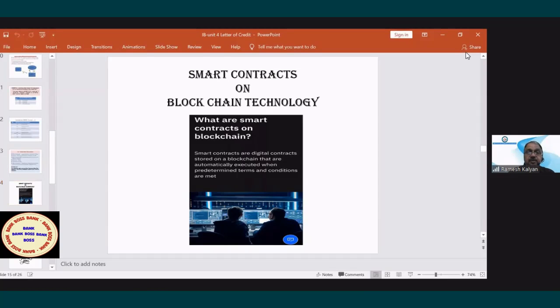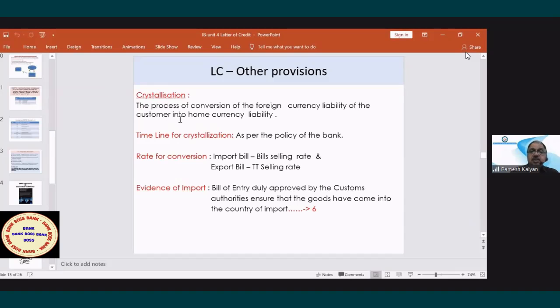Crystallization. Already in the morning I have explained in detail the conversion of foreign currency liability to the rupee, the home currency. Time of crystallization is as per the policy of the bank. For the rate of crystallization, often they will ask: anything imported, go for bill selling rate; export, TT selling rate. Then evidence of import we will discuss separately. Actually, we were supposed to finish these slides in the morning also, but no hurries.